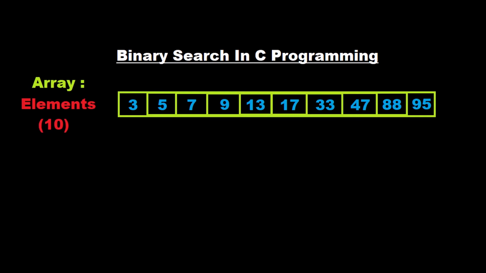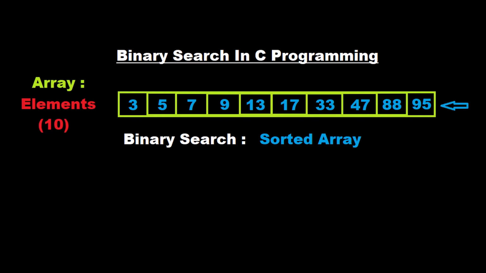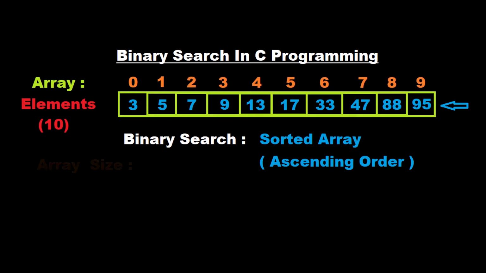So before starting this search, I want to mention one very important thing, which is binary search can be performed only in a sorted array. So as you can see on the screen, this is a sorted array. All the elements are arranged in ascending order. Here you can see that the indexing starts from 0 and goes on till 9. So here the array size is 10.